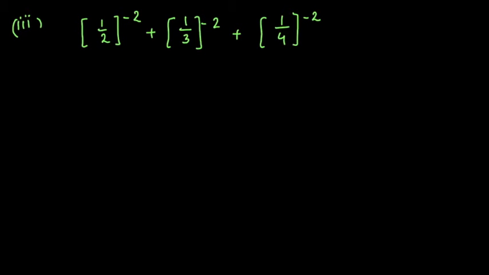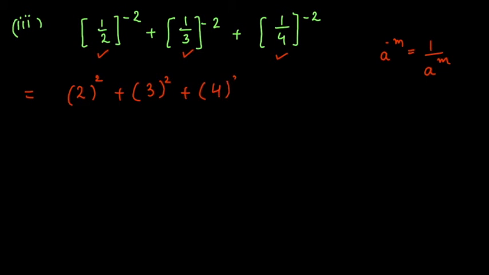Now I'll make use of the same exponent law here. A raised to the power minus m will give me 1 upon a raised to the power m. So it means I have to take the reciprocal of this term, reciprocal of this term, and reciprocal of this term. 1 upon 2 reciprocal is 2, and the power will be a positive exponent now, plus similarly 3 and the power I can write as a positive exponent, and then 4 square.